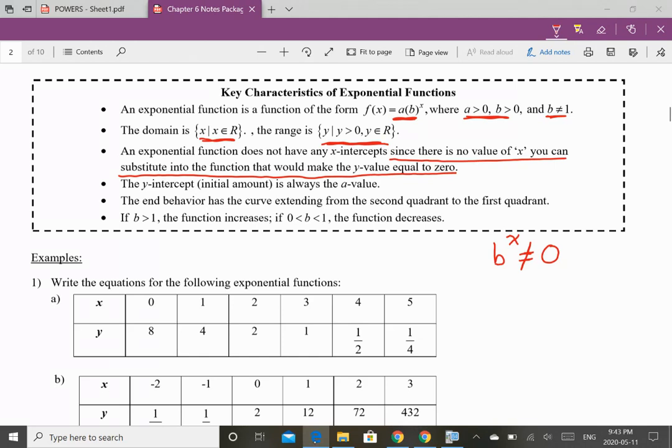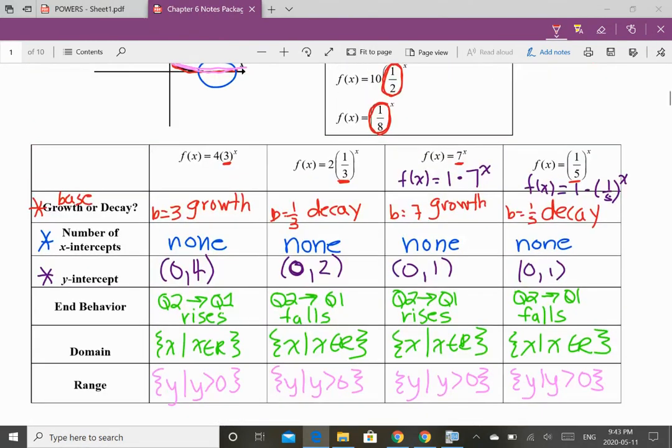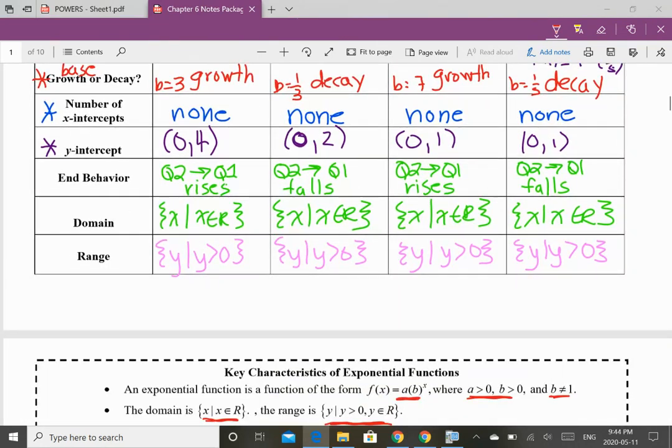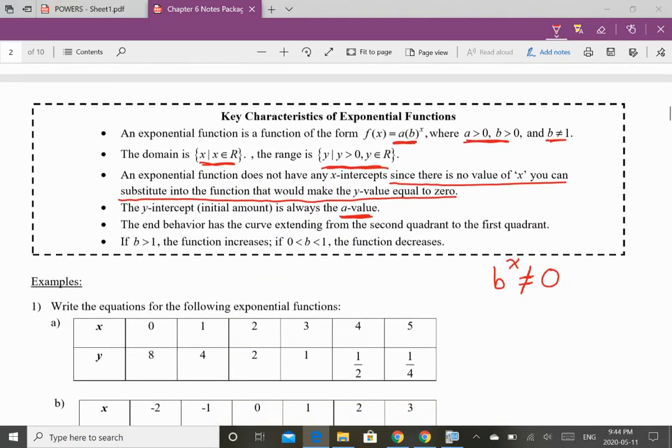The y-intercept is always connected to our a value, to our coefficient. And again, don't forget that if it looks like there isn't a coefficient, so let's back up and look at these guys again, if it looks like there isn't a coefficient there, there is one. It's 1. So it's always a times b to the x. If a is 1, we don't always write it.